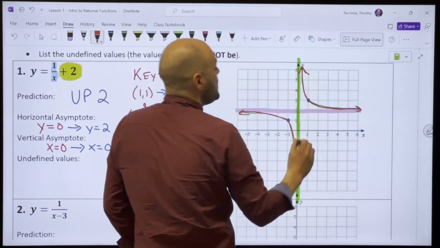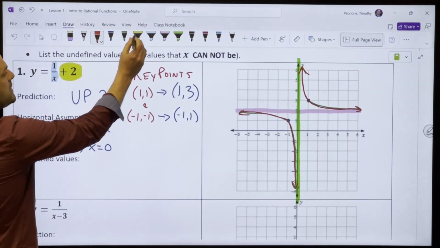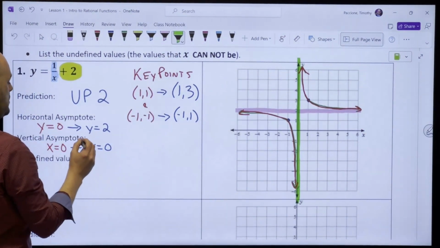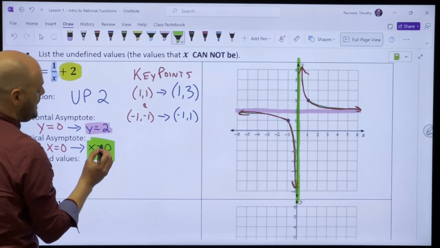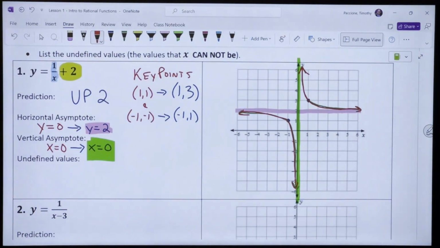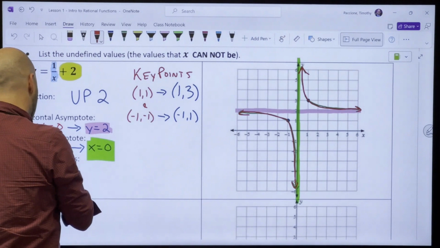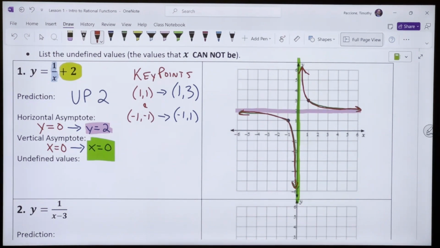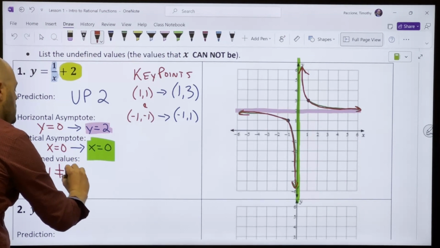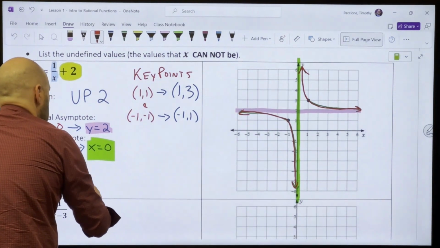Okay, so that's one movement of up 2, right? Now, this is where it gets a little confusing. We said our horizontal asymptote was y equals 2, right? We said our vertical asymptote was x equals 0. So our undefined values are what x cannot be, right? So if you think about it, if there's an asymptote at y equals 2, it's telling me, hey, at this imaginary line, you can't have a value. So y cannot equal 2, right? And then here, you can't have a value. So x cannot equal what?